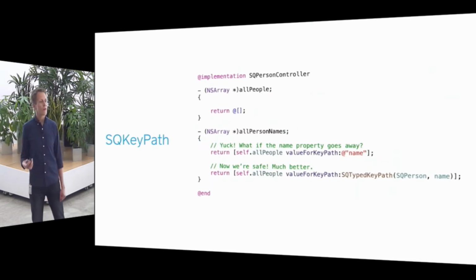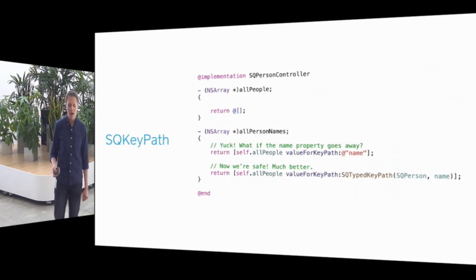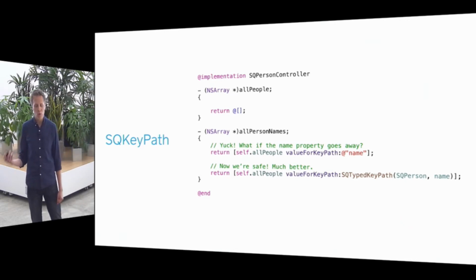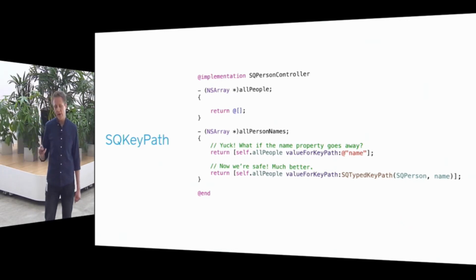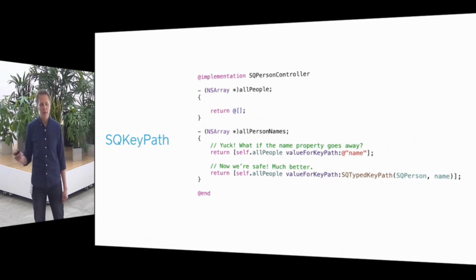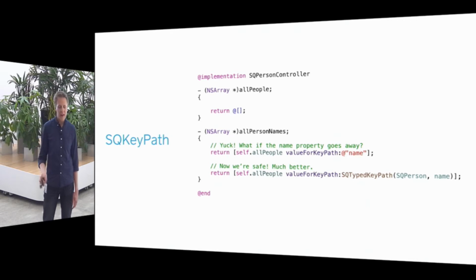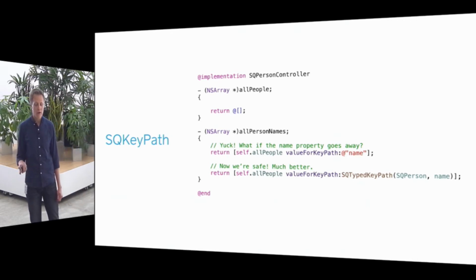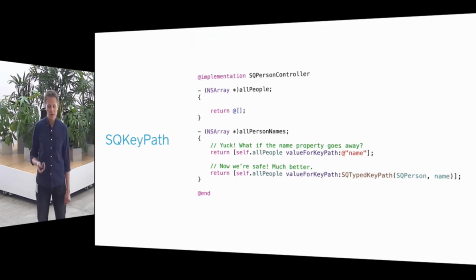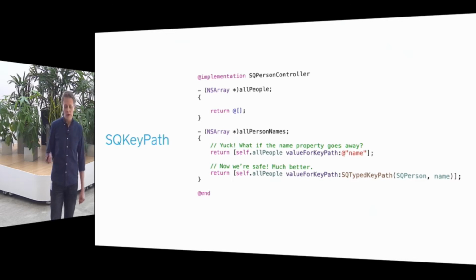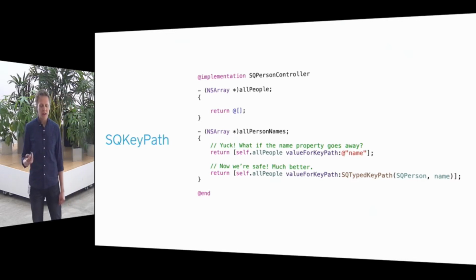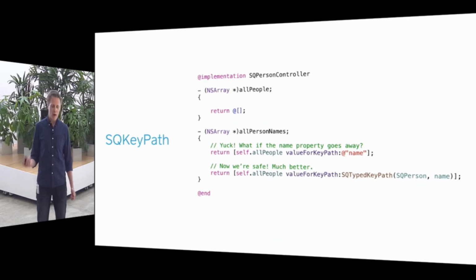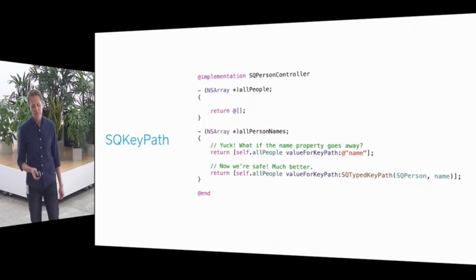So an example of where this becomes very powerful is when you're using a keypath with a collection, say an array. So here we have the person controller that has a method called allPersonNames. As you can see in the first line there, if you were to use just a normal string, if you mistyped name or name went away or was refactored, you would never get a compile time warning or error. On the second line, as you can see, since we're using SQTypedKeyPath and you're passing in a class, you'll now get a compile time error or warning when that keypath goes away. Again, very powerful for things like collections where you know the type.